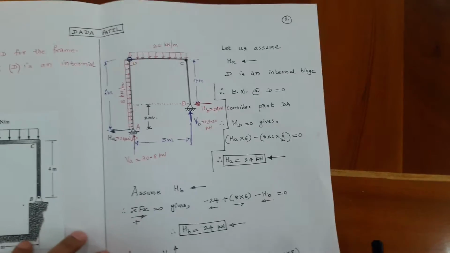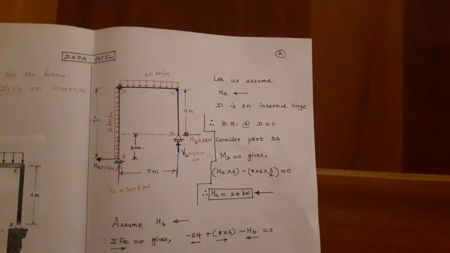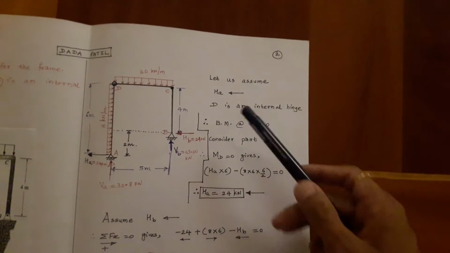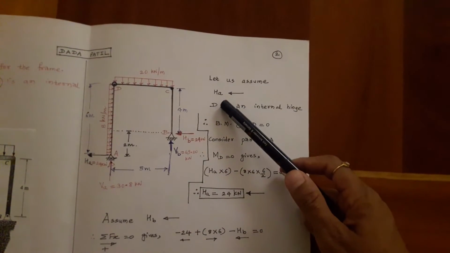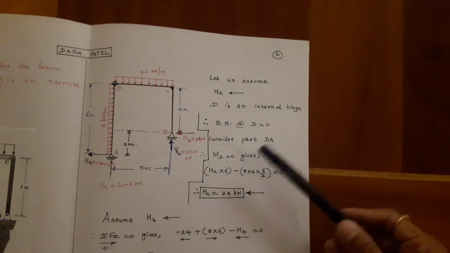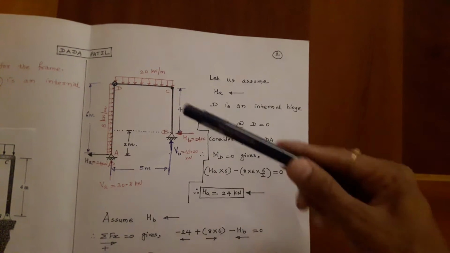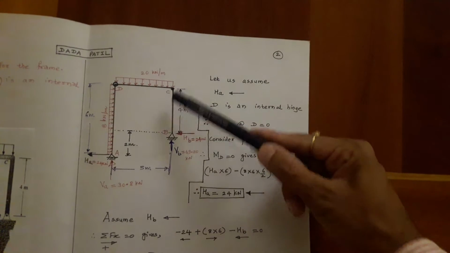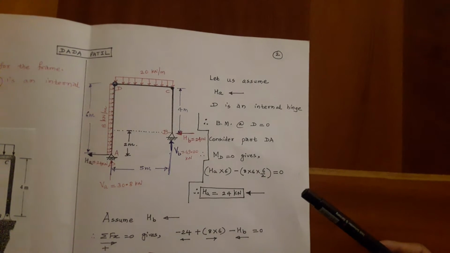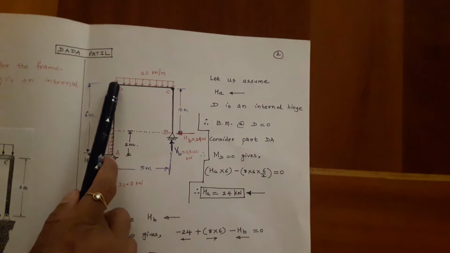So, to start with, let us assume HA from right to left. Now we know that bending moment at D is 0 because D is an internal hinge. The definition of bending moment provides us the flexibility of either considering part DA or considering part DCB for calculating bending moment at D. So assuming HA from right to left, let us calculate bending moment at D.